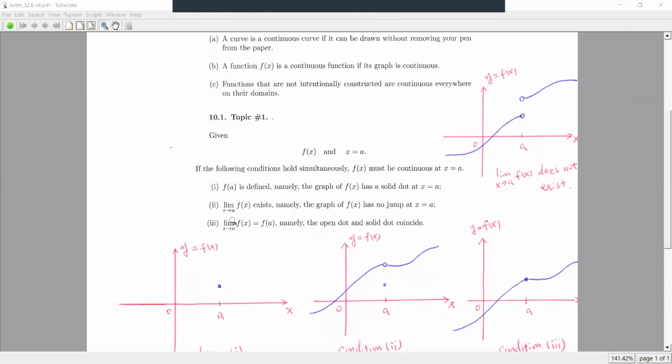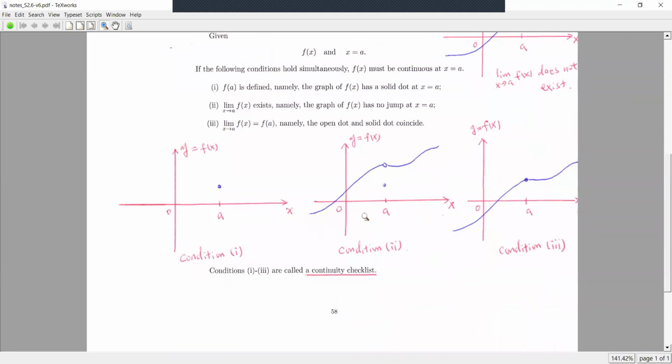Condition 3, the both-sided limit at point A is equal to the function value at point A. Namely, the open dot and the solid dot at point A coincide. Open dot is the limit. Solid dot is function value at point A.